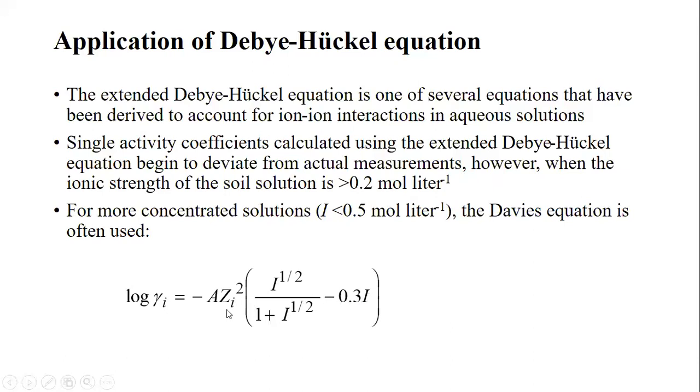So you should know this Davies equation. If I give you, say, an ionic strength, if I ask you to calculate the single ion activity coefficient for an ion in a solution with I greater than 0.2 and less than 0.5, that means you have to use this equation, Davies equation, not the Debye-Hückel equation we talked about earlier.